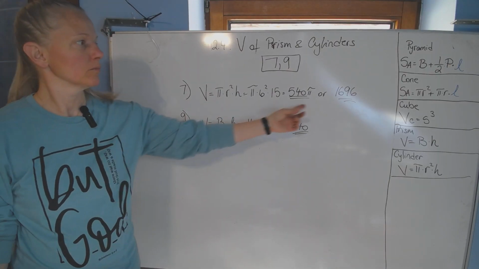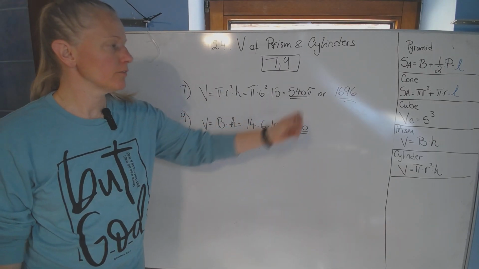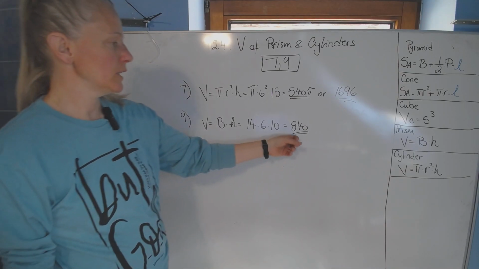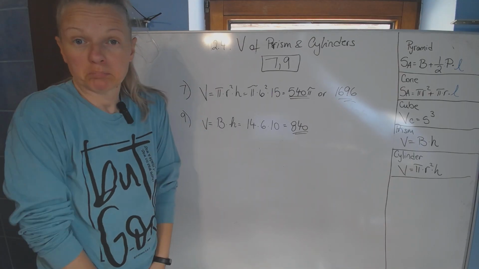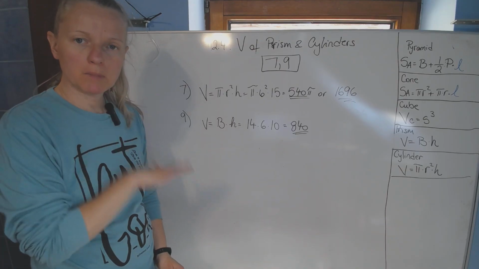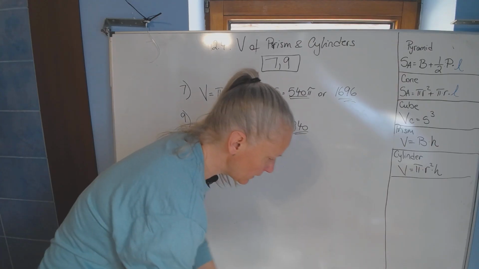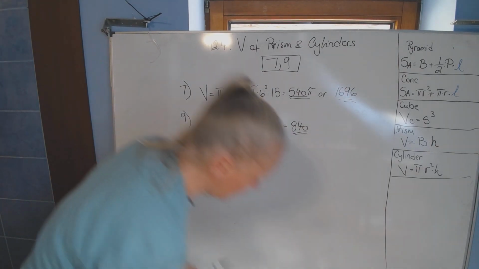7, which is either 540 pi or 1696, or 9, which is 840. That's it. So if you need to pause, make sure you have the right numbers. If not, we're going to go back one page just really fast, and we're going to go ahead and do example 4.